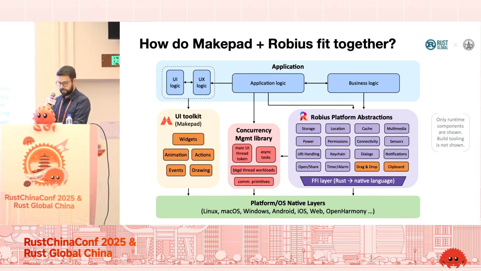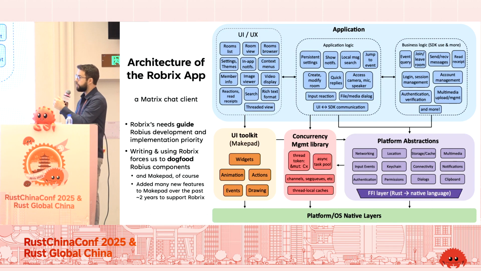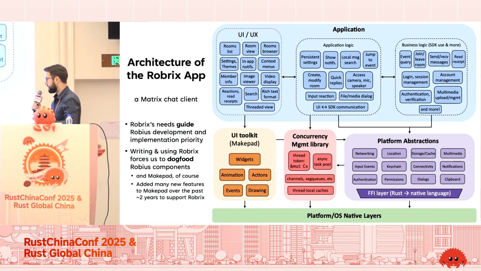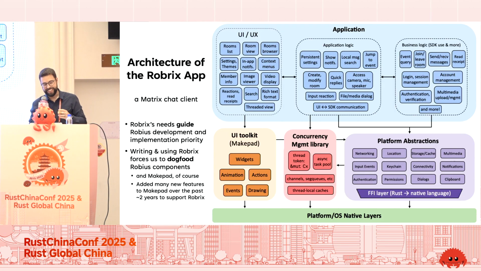I don't need to go into too much detail about this, but for a real app like Robrix, this is how it looks. We have quite a lot of application logic and a select subset of the platform abstractions, which you can see in the bottom right. It just goes to show that we want to show that a really complex and fully featured app can be written in Rust with this actual framework in real life.